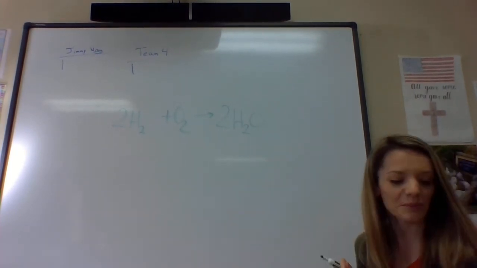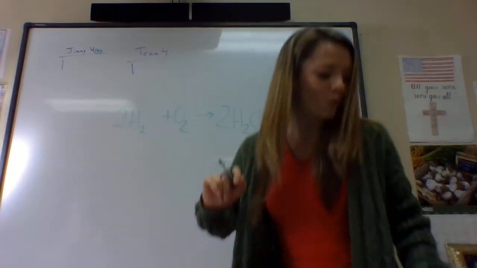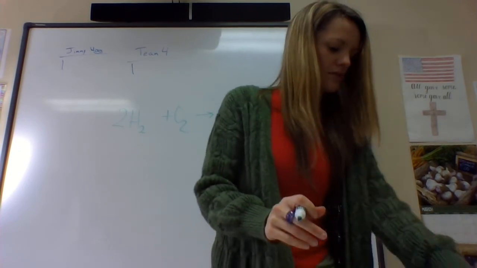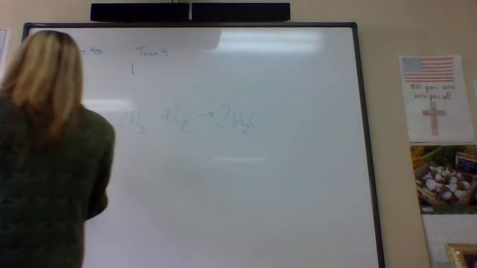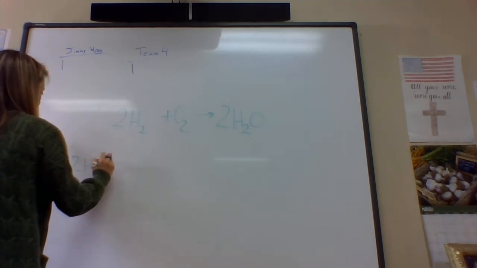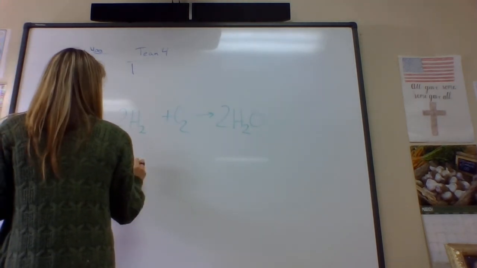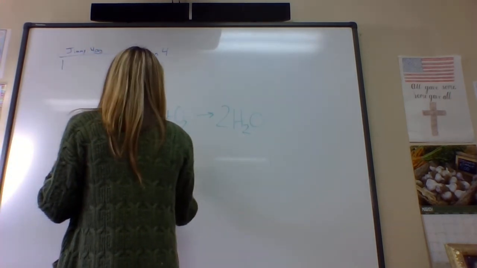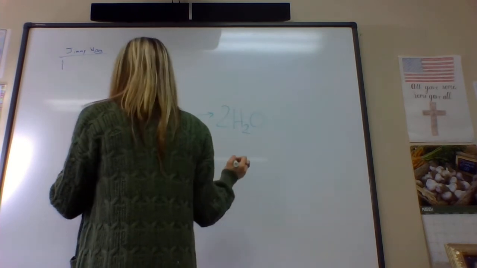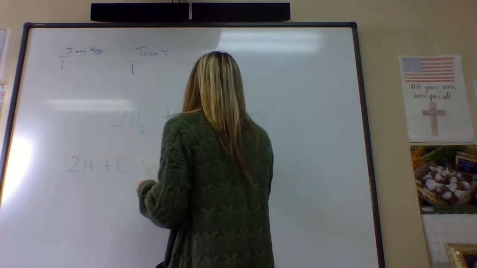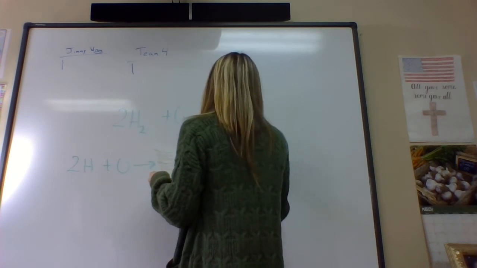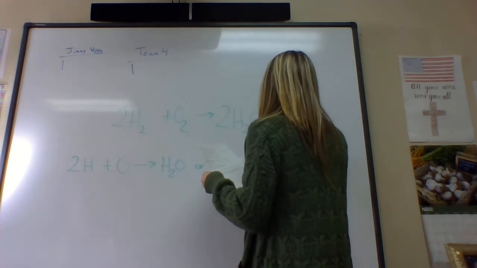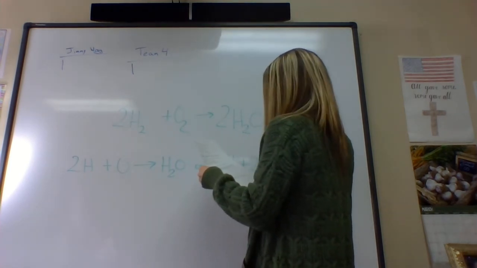So, yes, this is the proper way to write this. Why is it not acceptable to write it as 2H plus O produces H2O, or 4H plus 2O produces 2H2O?